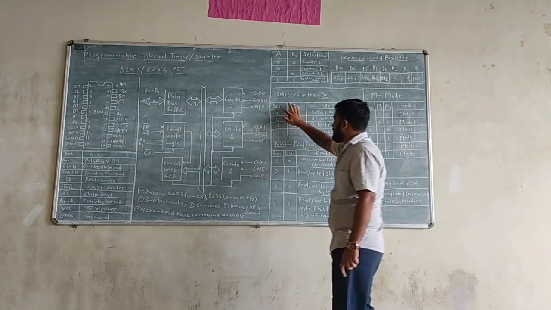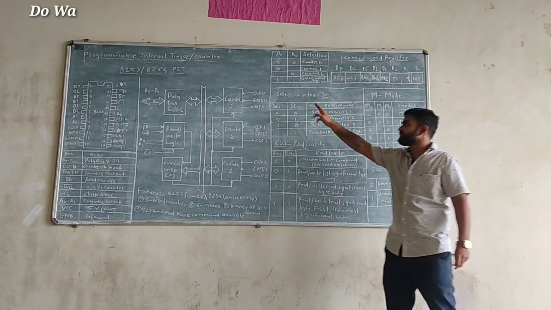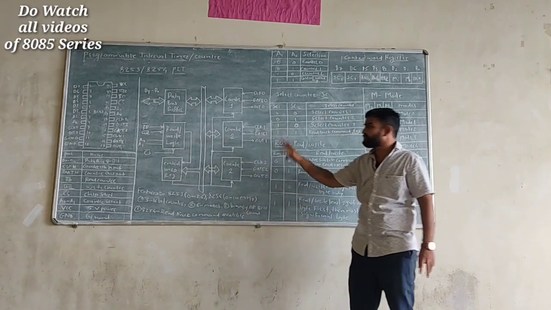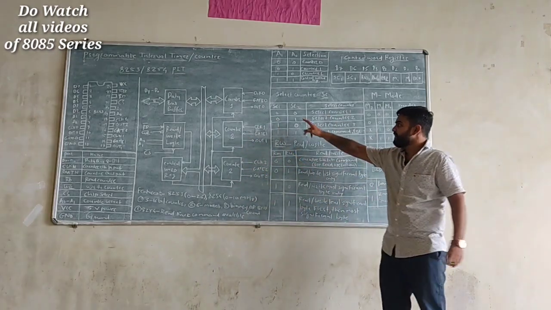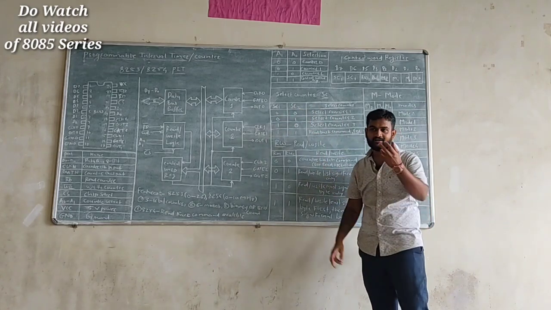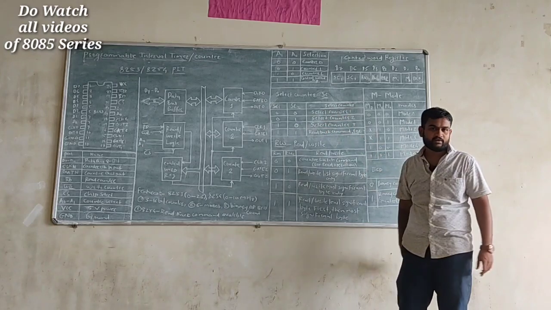So here we have SC0 and SC1. Think about selecting the counter. As we know, we have three different counters. Among them, we have to select a specific counter. For that, we have SC0 and SC1. If the value of SC0 and SC1 is 0, 0, at that time counter 1 is going to get selected.